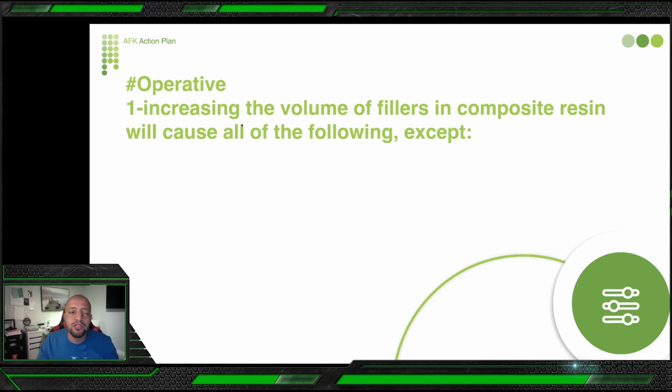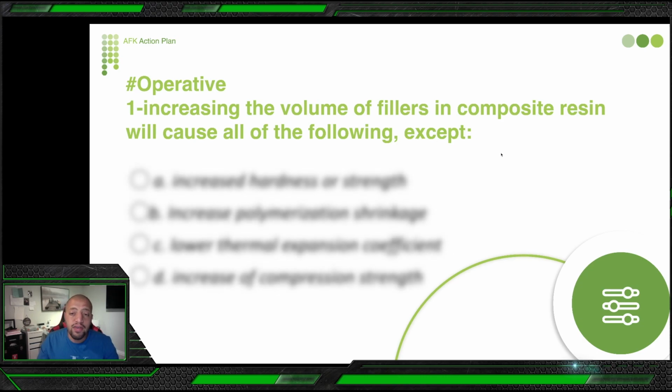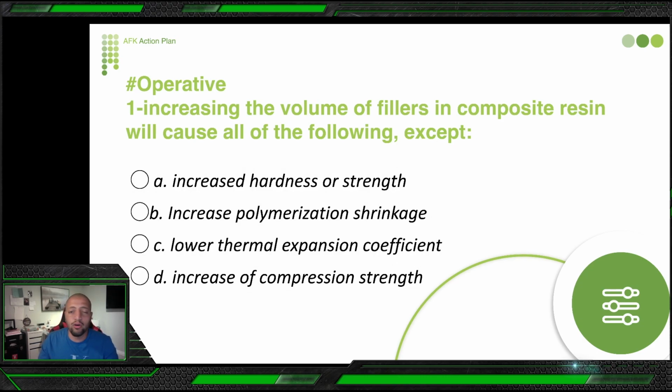If you miss it, because when you're reading the question, okay, volume, fillers, composite, so you think about physical properties, and you think, good. But then you miss this last word, except. And when you read the options, you feel a little overwhelmed. Increase hardness or strength, increase polymerization shrinkage, lower thermal expansion coefficient, increase of compression strength.